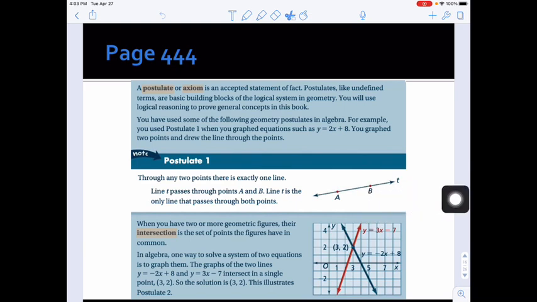When you have 2 or more geometric figures, their intersection is the set of all points the figures have in common. In algebra, one way to solve a system of 2 equations is to graph them. The graphs of the 2 lines, y equals negative 2x plus 8 and y equals 3x minus 7, intersect in a single point, (3, 2). So here we can see y equals 3x minus 7 and y equals negative 2x plus 8 and their intersection at the point (3, 2). So the solution is (3, 2). This illustrates postulate 2.